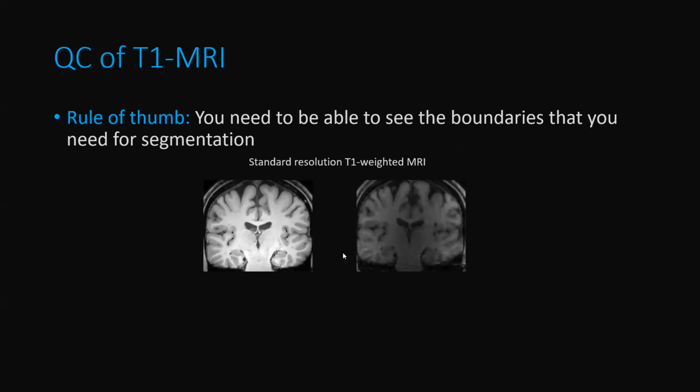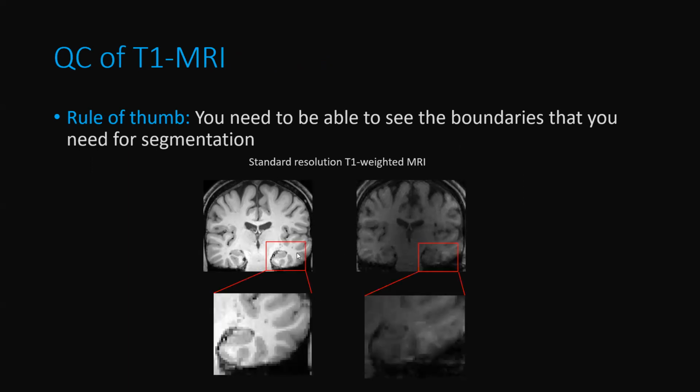So I show here two T1 MRI scans, and then I do a bit of a zoom in on the medial temporal lobe. And here on the MRI, you can see all the borders that you would be interested in. So you can see the gray matter borders with the white matter and the cerebral spinal fluid with some adjacent gray matter structure. So this would be good enough. And then in the right example, it's hard to see anything. So that would be an exclusion, I think, for me.